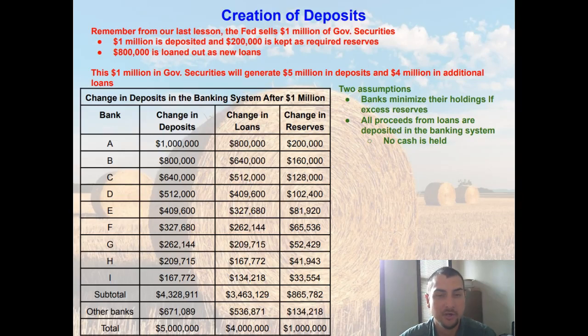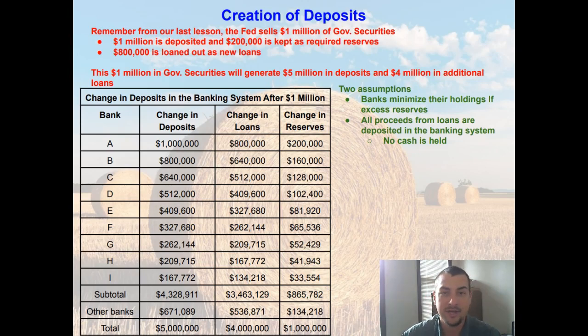Okay, so in the last video we were talking about how a bank makes money by loaning out money. They take the deposits from their customers, loan it out to other customers, and then they profit the difference in the interest rates between what they pay the depositors and the interest rates that they charge the loanees, the people who are obtaining those loans.